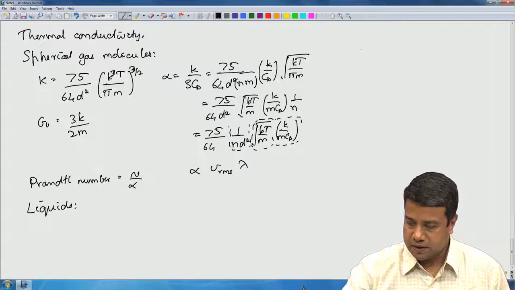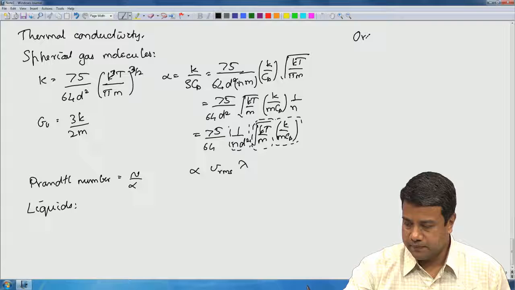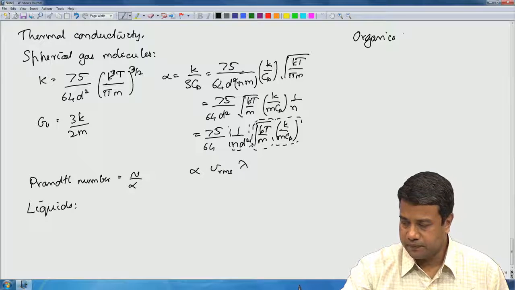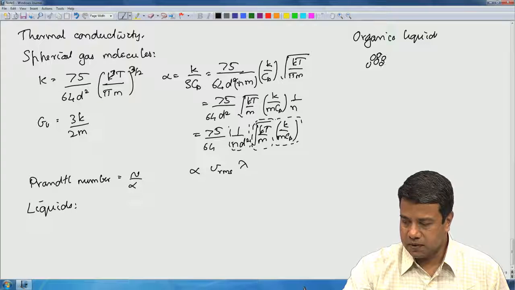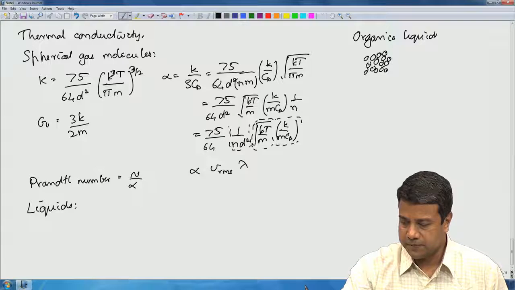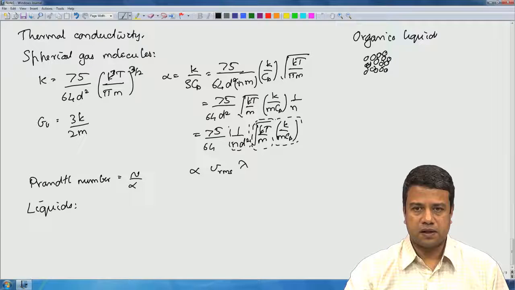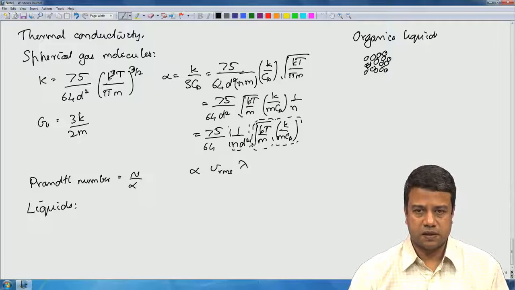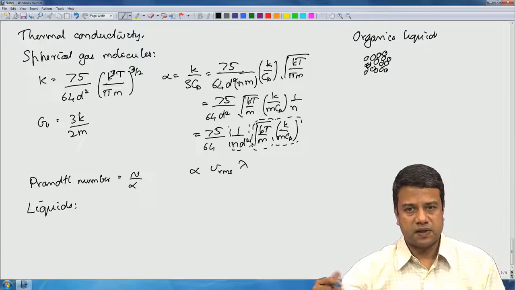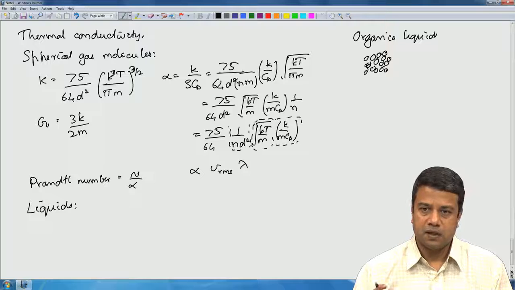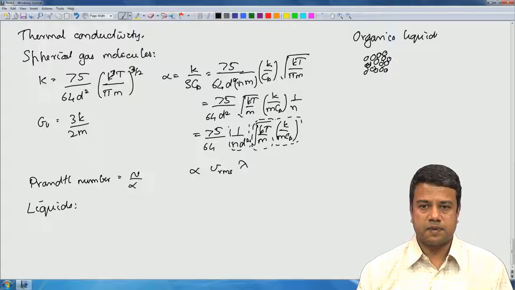In the case of organic liquids, for example, and to some extent even in water and so on, this will take place due to the contact forces, the intermolecular forces between the molecules. So, if you have a higher temperature at one location and a lower temperature at another location, the intermolecular forces between the molecules can transfer the energy from one molecule to the other. It does not require the physical motion of molecules for energy transfer to take place.